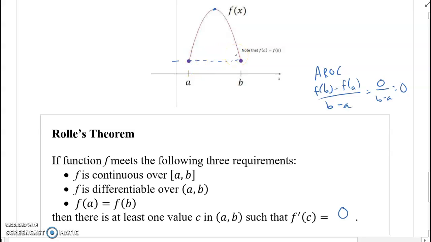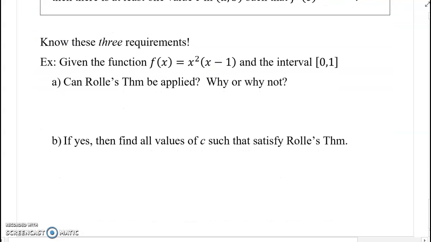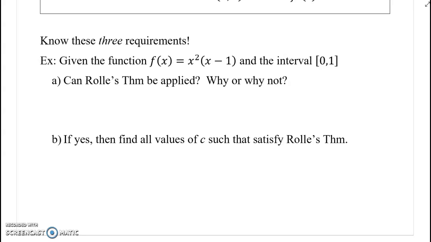And again, this is just the mean value theorem with that extra piece that the two endpoints have the same y value. These are three requirements. We need to know those. So if we take a look at this example, can Rolle's theorem be applied? Well, probably. It's a polynomial function, so it's going to fit the first two requirements. So let's just take a look at the two endpoints.